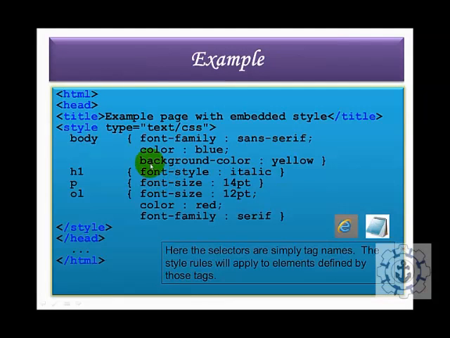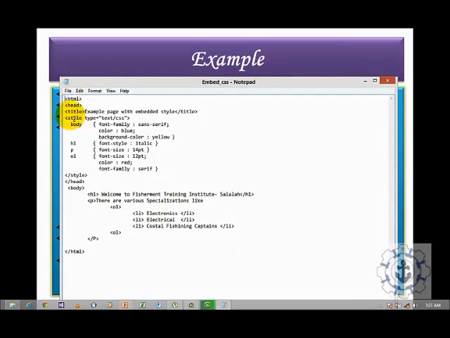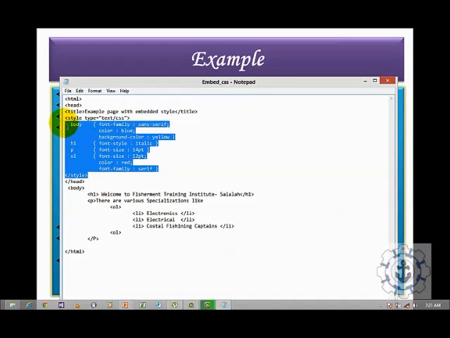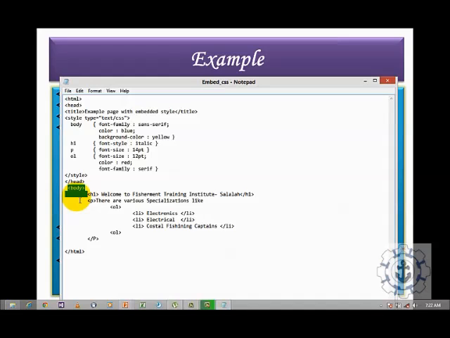So here is an example. HTML, head and title: example page with embedded styles. We are going to define the styles within the head section. We define font family and color for body, and for H1, paragraph and ordered list. The title is example page with embedded style sheet. Then you open the style tag, style type equal to text/css, and define the style for body, heading level H1, paragraph, then ordered list. Close your style tag and head, and then open the body tag.